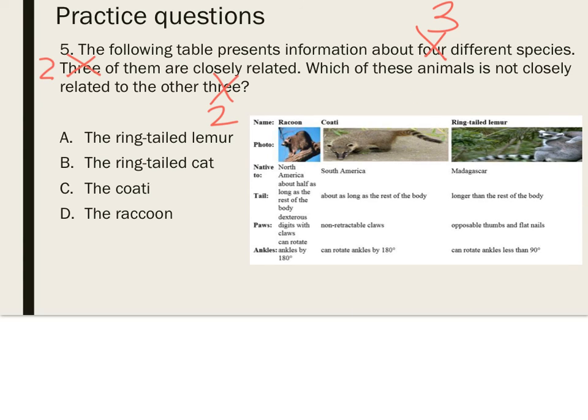So you need to read about all of these characteristics and see what you think. All right, so the ring-tailed lemur is the only one of these animals that is not a member of the same family. All right. So, how did I know that? I went through this information. Raccoons and coati can both rotate their ankles by 180 degrees in order to climb down trees head first. Lemurs cannot do this. And then lemurs, like other primates, have opposable thumbs, which raccoons and coati do not. Finally, the raccoons and coati have claws, while the lemurs have nails. All of these things indicate that the lemur is not as closely related to the other animals as they are to each other. So we're going to go with A.